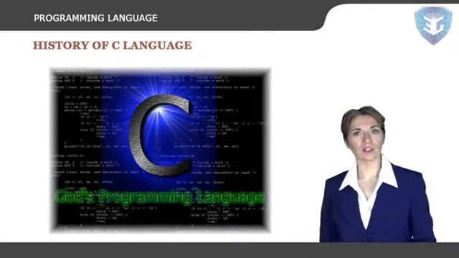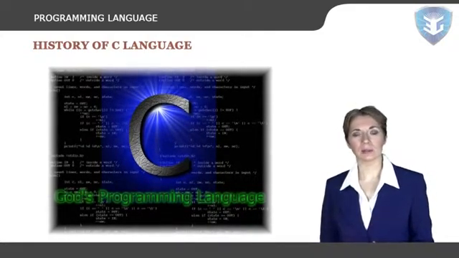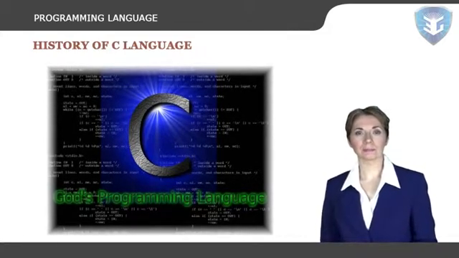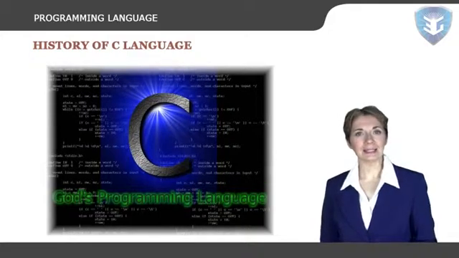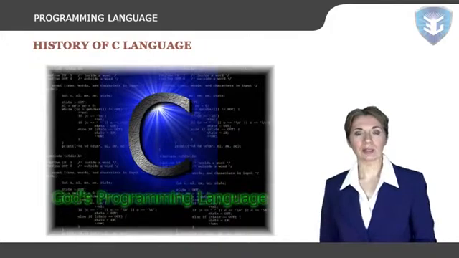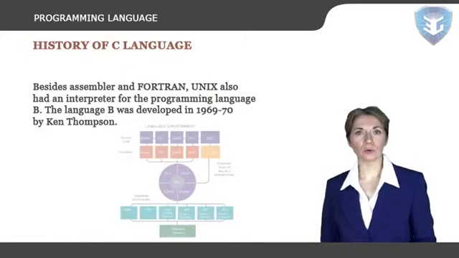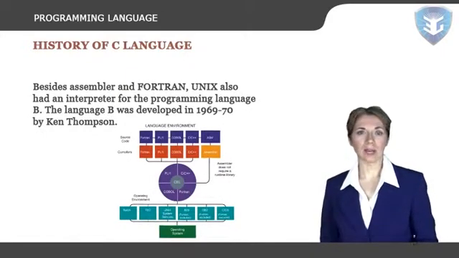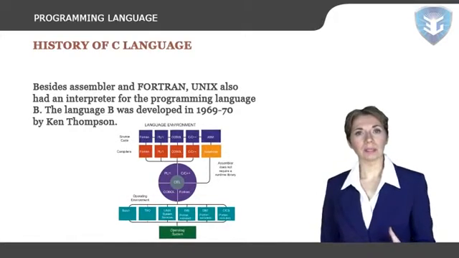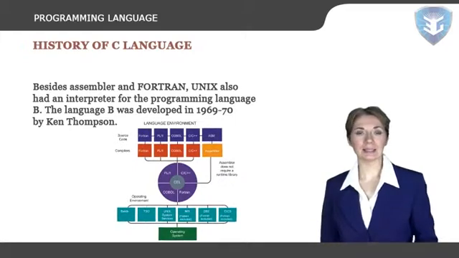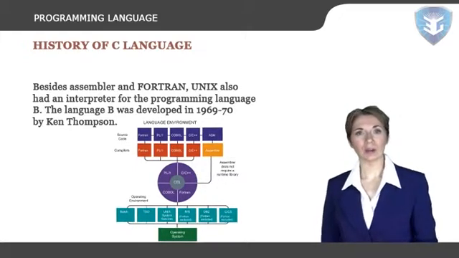The goal of the project was to develop an operating system for a large computer that could be used by 1,000 users. In 1969, AT&T Bell Labs withdrew from the project because the project could not produce an economically useful system. Besides assembler and Fortran, Unix also had an interpreter for the programming language B. The language B was developed in 1969 to 1970 by Ken Thompson.